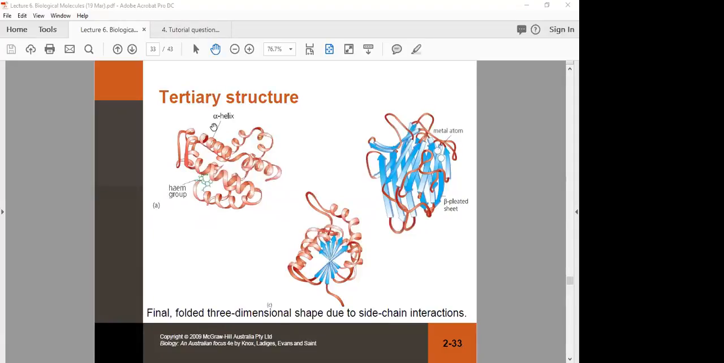All right, and what we can see here is an example of a folded polypeptide, and it consists primarily of the alpha helix structural motif. Here's another example of a folded polypeptide, and you can see by the presence of all those blue arrows that it contains mostly beta-pleated sheets. Third example here is a combination of both alpha helices and beta sheets.